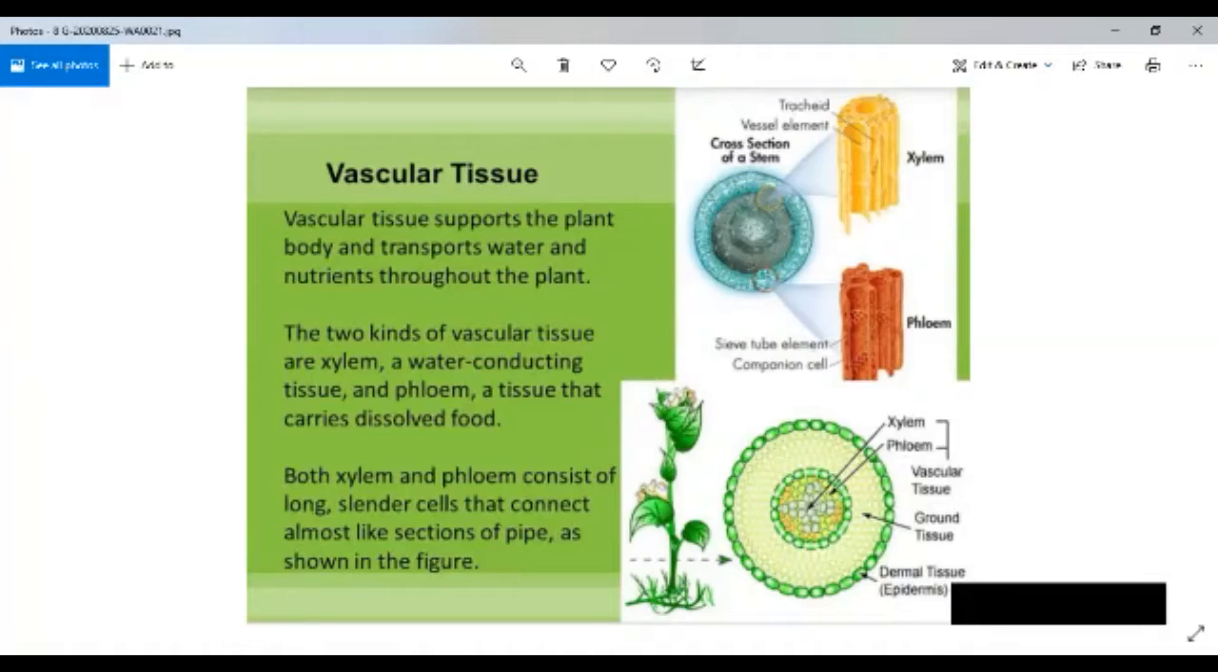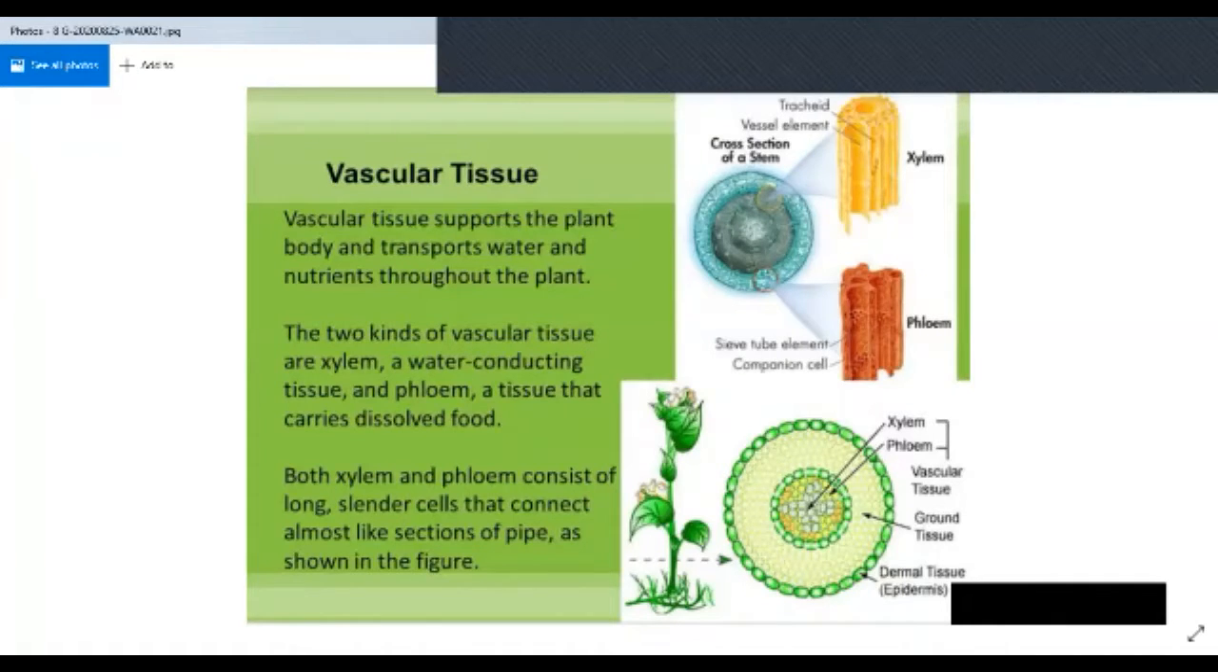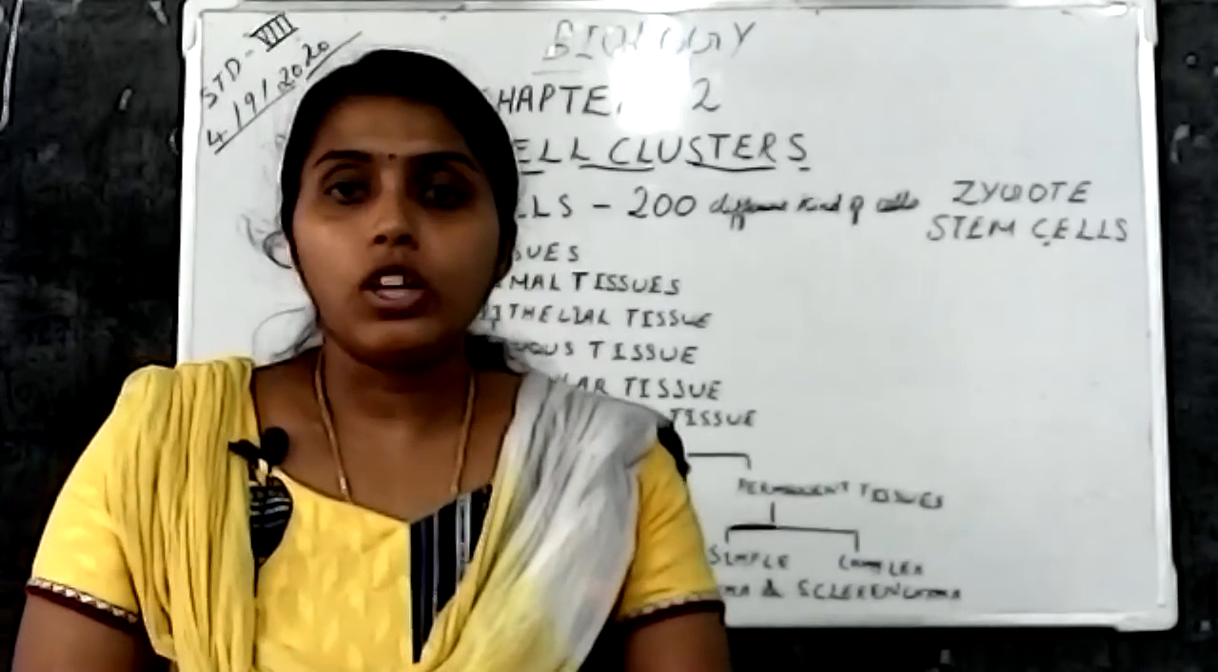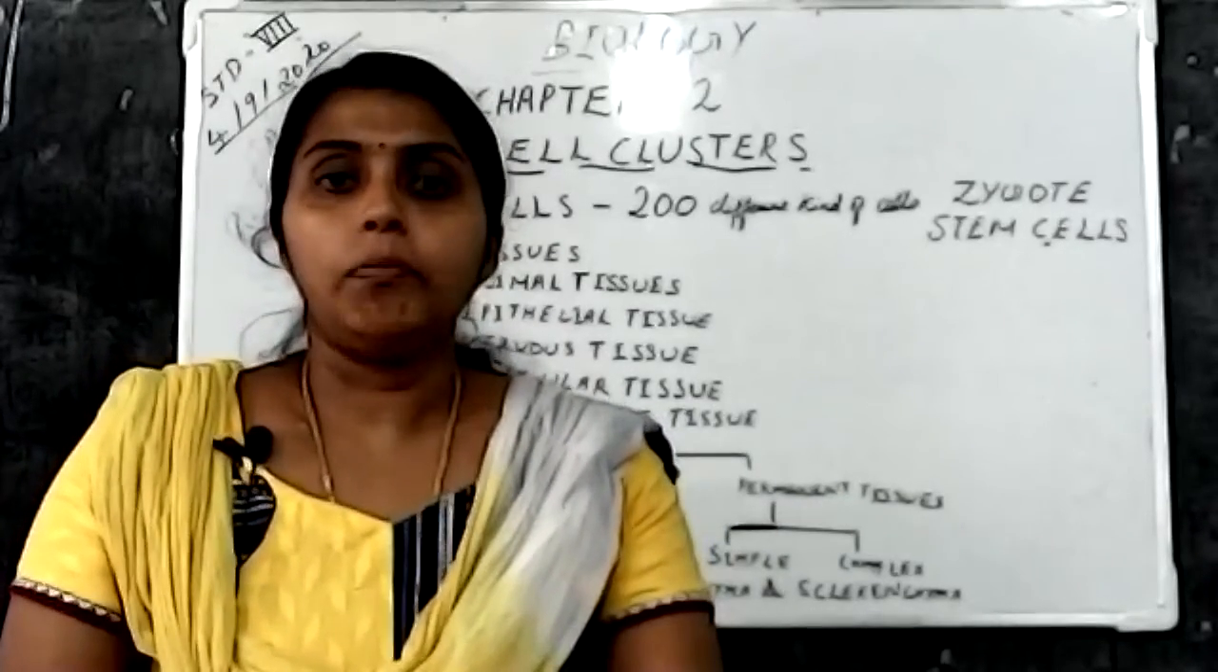Different types of xylem and phloem are also present inside the plant. So these are the two types of vascular tissue. Now you can watch a video regarding the plant tissues.